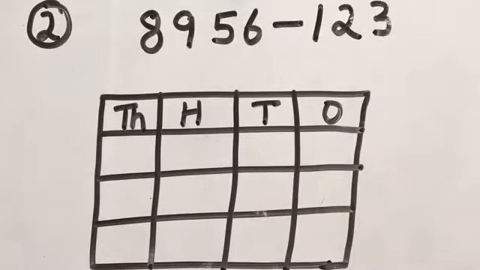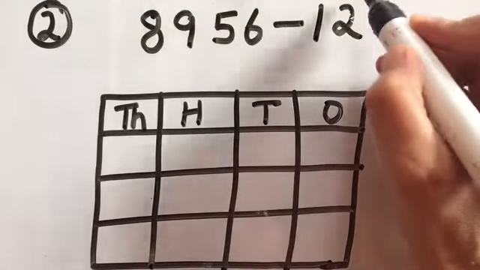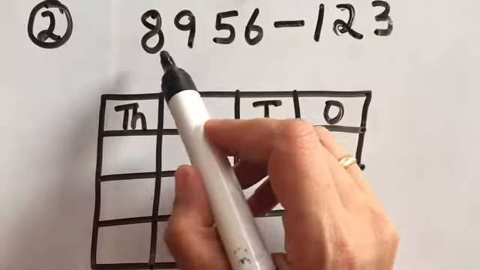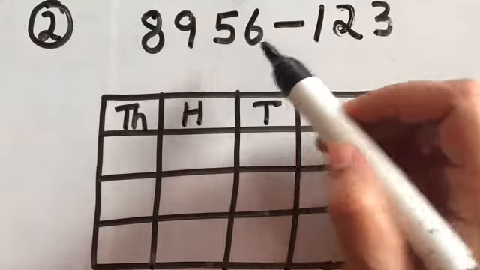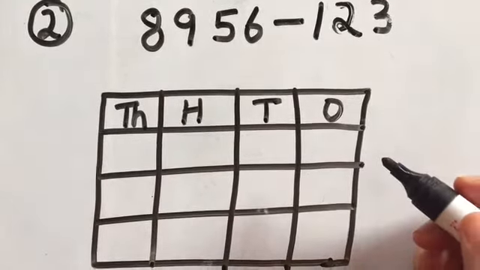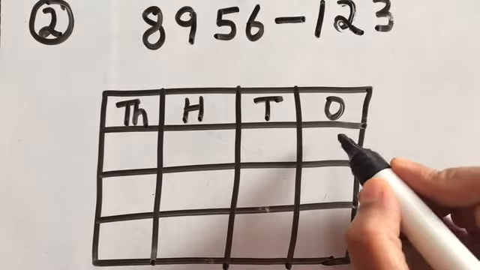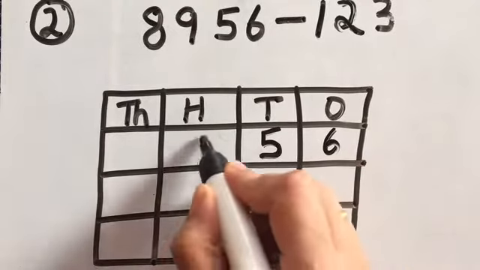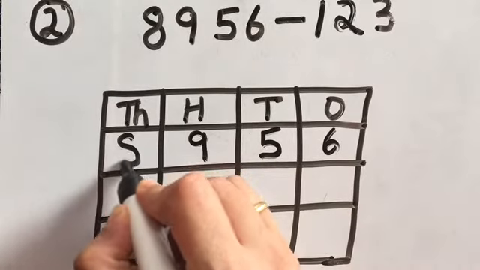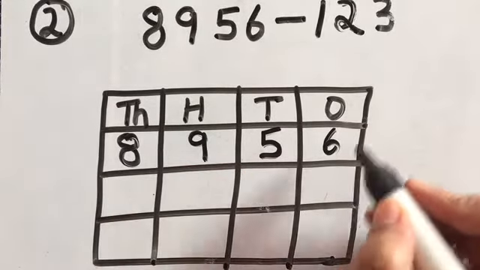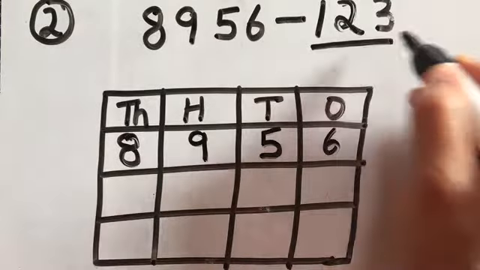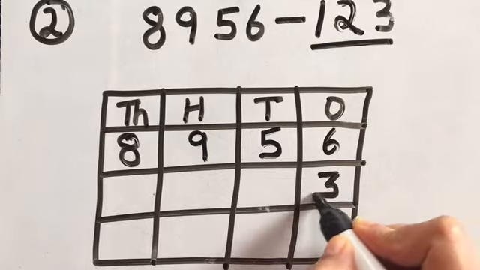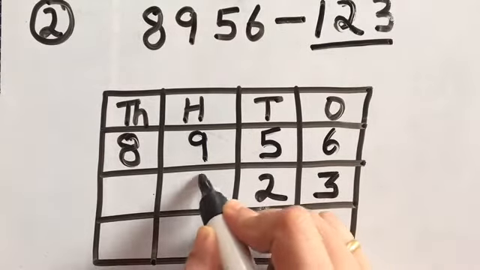Now the next example, we are going to subtract 123 from 8956. Let's start doing it. We will start with the ones place. So 6, 5, 9 and 8. Then the second number, the smaller one, is going to be always written below. So 3, 2 and 1.